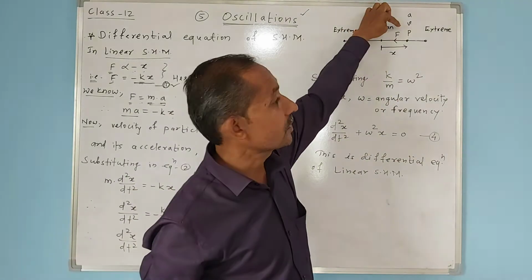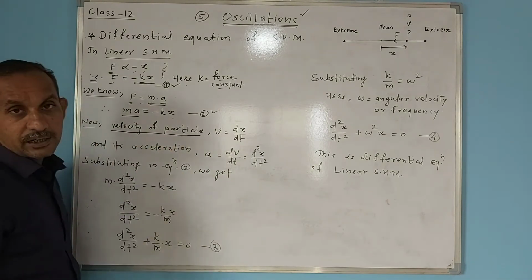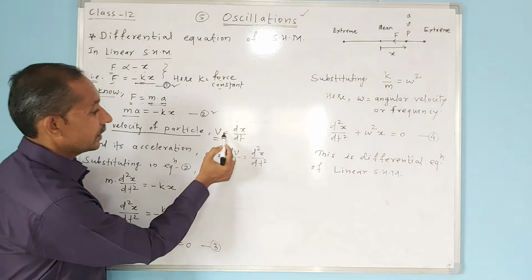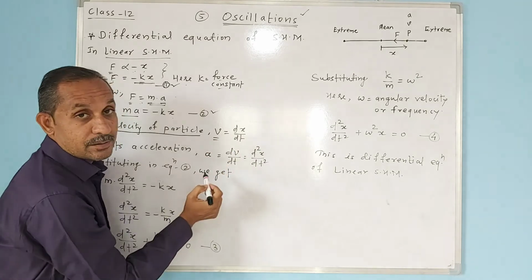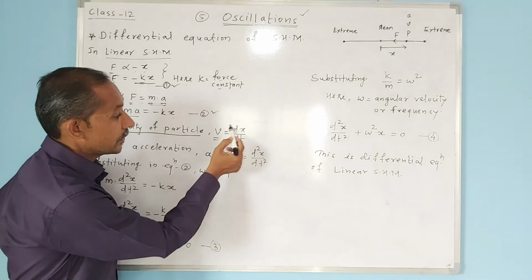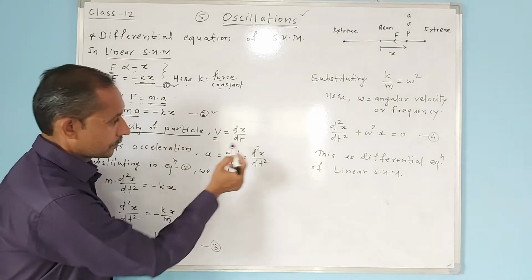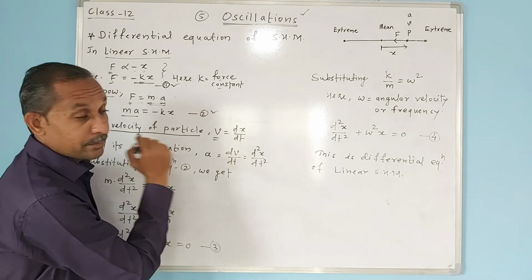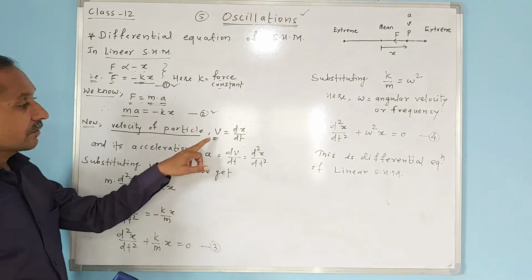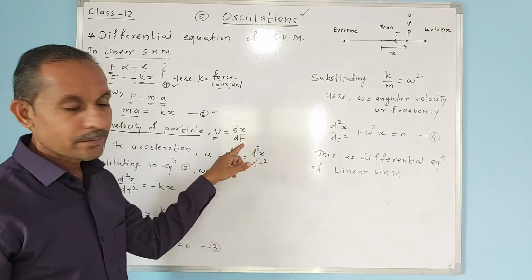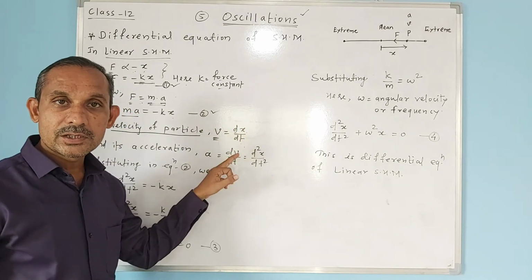Write the two equations for the velocity and acceleration. Here the velocity of the particle is v. It is defined as the derivative of the displacement with respect to time. That means the change in displacement divided by change in time, which is the rate of change of displacement with respect to time. So we can write velocity in differential form: v = dx/dt.